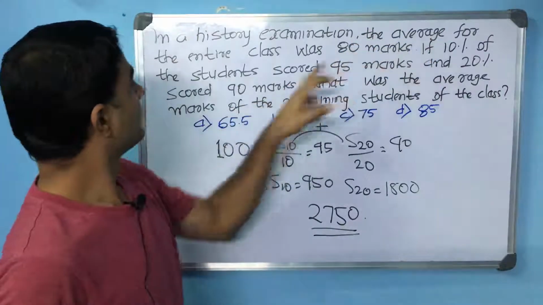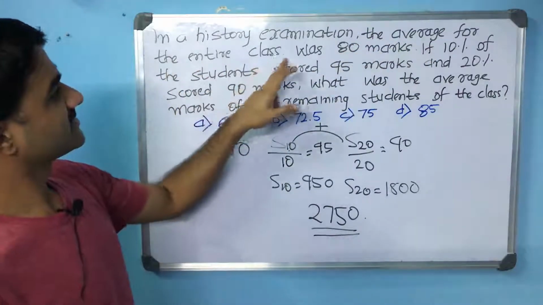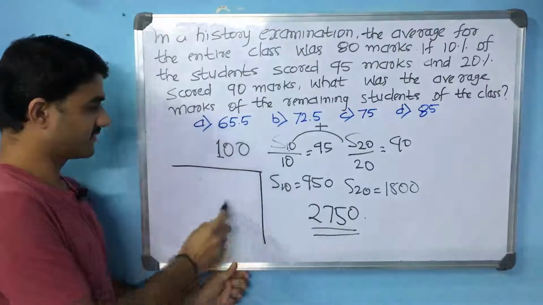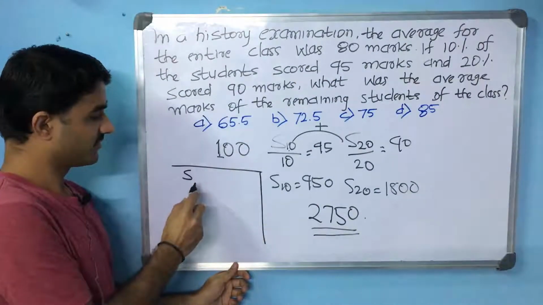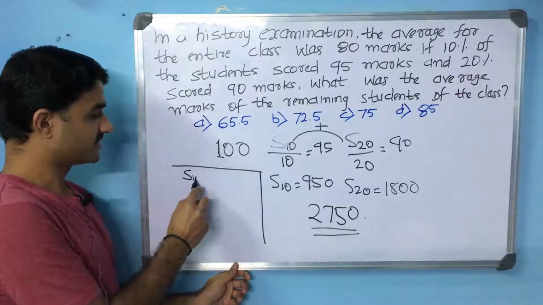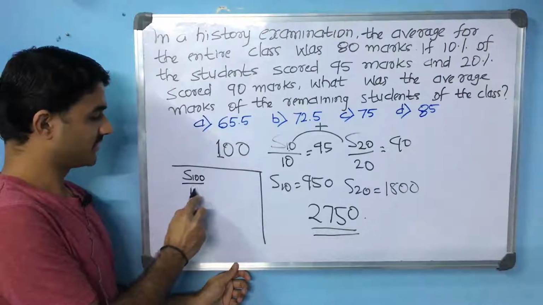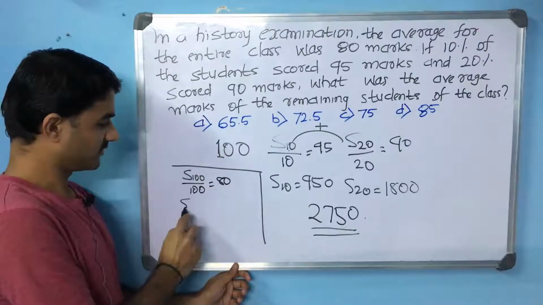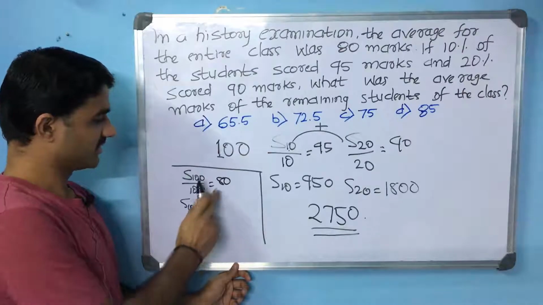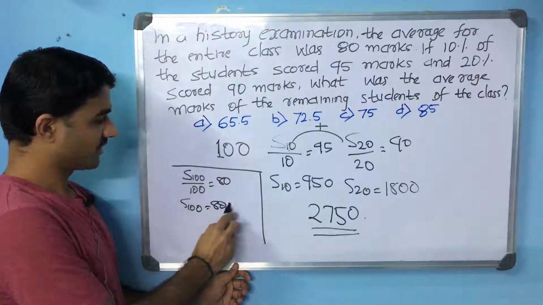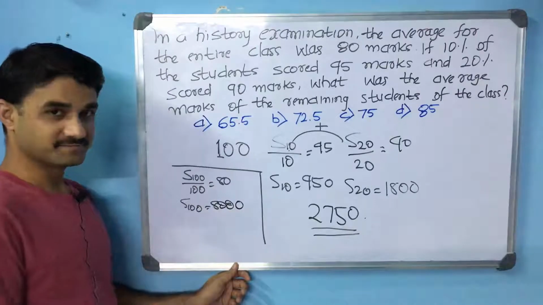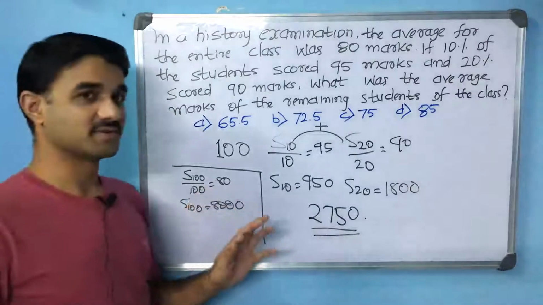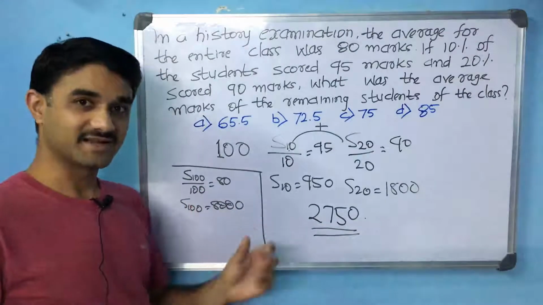The average for the entire class was 80. What was the entire class? Sum of 100 students divided by 100 is equal to 80. So what will be the sum of 100 students? It is 8000. 8000 is what? The sum of the marks of the entire class.